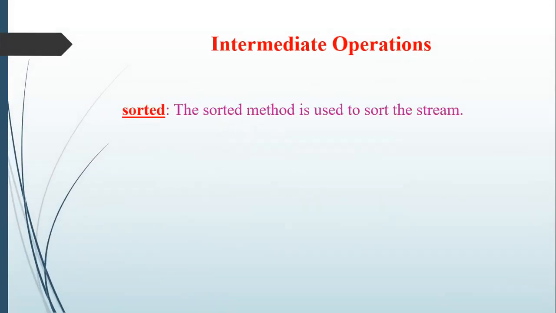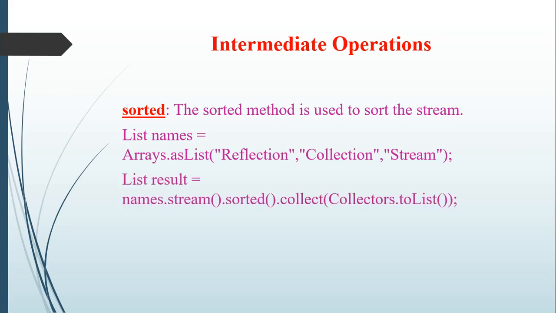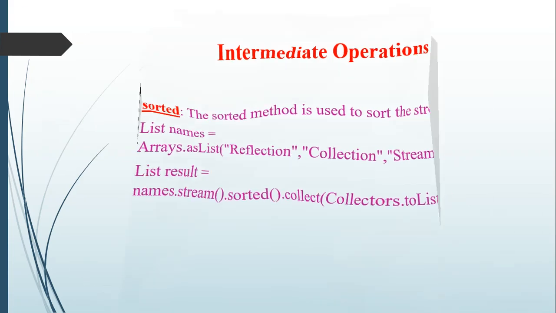The next one is sorted. The sorted method is used to sort the stream. Whenever we want to arrange or sort the stream, we can use the sorted method. For example, List<String> names = Arrays.asList("Reflection", "Collection", "Stream") and names.stream().sorted().collect(Collectors.toList()). In this example, the elements are first sorted accordingly and then collected.